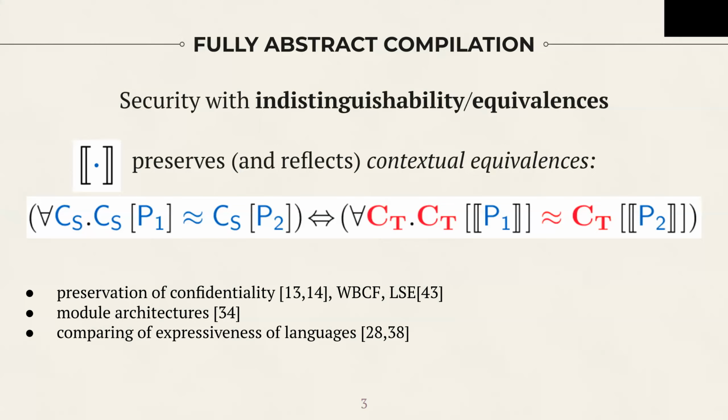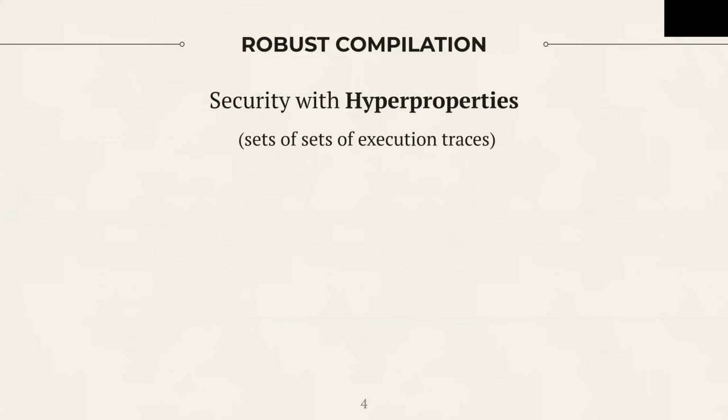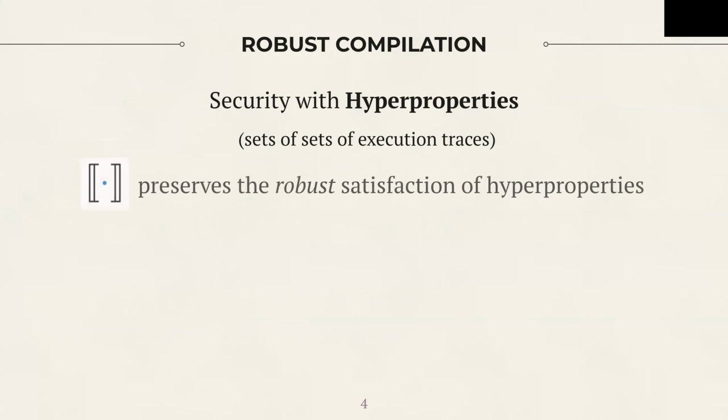Okay, let's move now to the other criterion that is of interest for us. Robust compilation. In robust compilation, security is expressed with hyperproperties, which are sets of execution traces. A compiler is said to be robust if it preserves the robust satisfaction of hyperproperties.